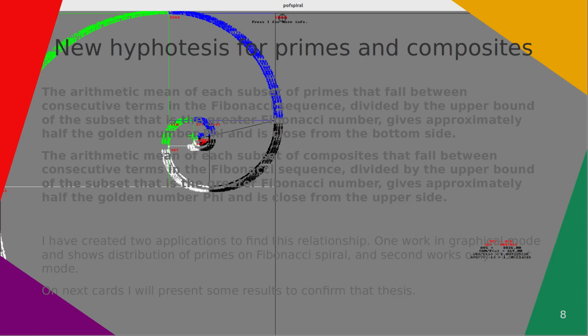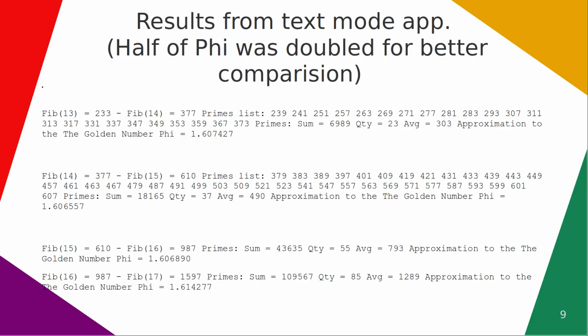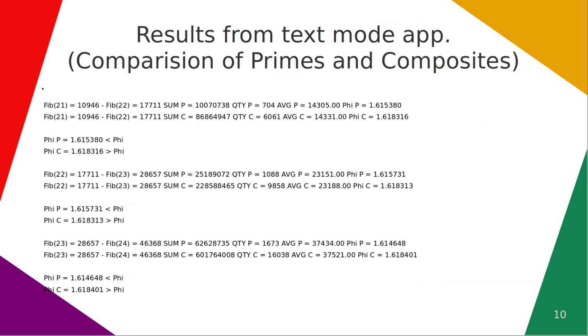These slides show the bounding Fibonacci numbers, for example, Fibonacci of 13 equals 233, and Fibonacci of 14 equals 377, list the actual prime numbers found within that range, and display the calculated sum, quantity, and average for that subset, culminating in the final calculated approximation to phi. Later slides present comparison tables with data for much larger Fibonacci numbers, up to Fibonacci of 46, presenting the calculated phi p, the approximation using primes, and phi c, the approximation using composites, alongside the actual value of phi, demonstrating the pattern where phi p is less than phi, which is less than phi c.